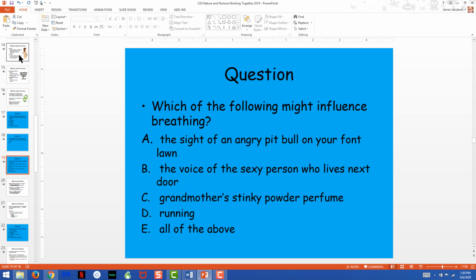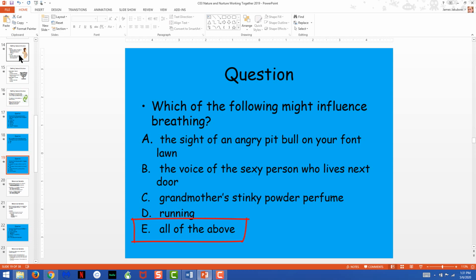And the answer there would be all of the above. Sight of an angry pit bull on your front lawn, the voice of the sexy person who lives next door, bad perfume, running, all these things actually constitute scenarios in which your breathing would wind up changing. So despite the fact that breathing tends to be weighted toward the biological side, it can still be modified by the environment.